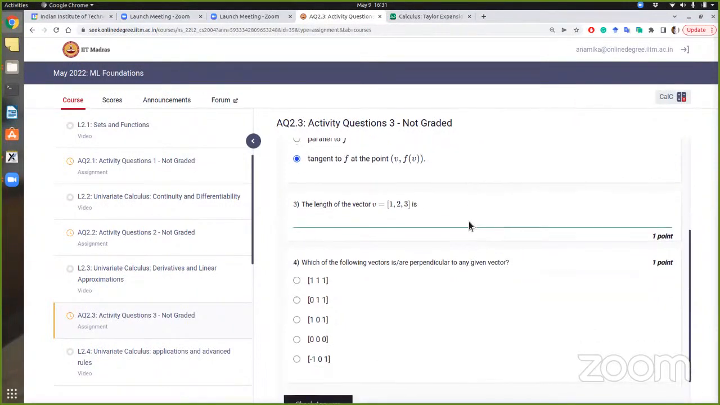All right, length of vector you can compute. The next question is, which of the following vectors is perpendicular to any given vector? 0, 0, 0. Any given vector means you bring in any vector, and that should be perpendicular to it. Unless the vector is a zero vector, you might not get 0 as the dot product. So only this should be the correct option. You bring in any vector, this vector will be perpendicular to that vector.